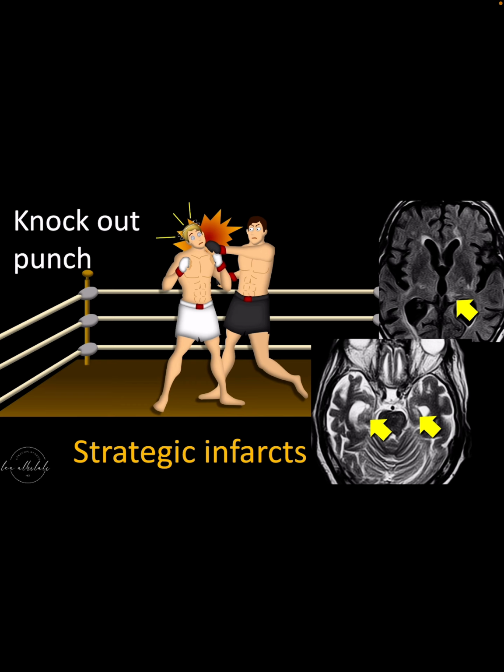So it's the next way to take someone down. A knockout punch, one and done. So a knockout punch in vascular dementia are strategic infarcts. These are infarcts that are located in structures directly related to cognition. So damage to these structures results in dementia without really needing any other significant volume loss.